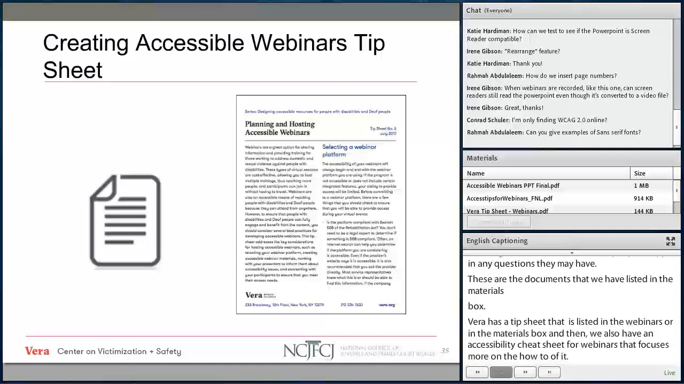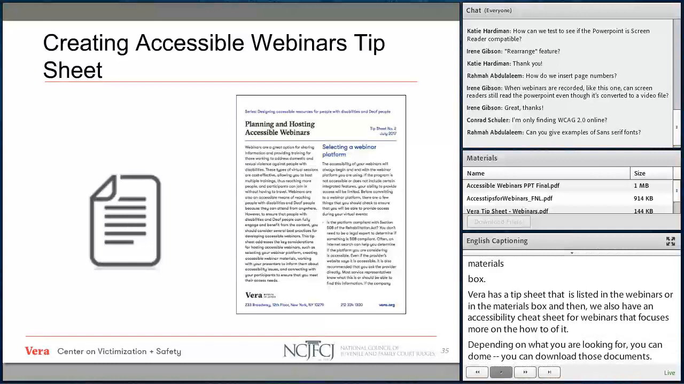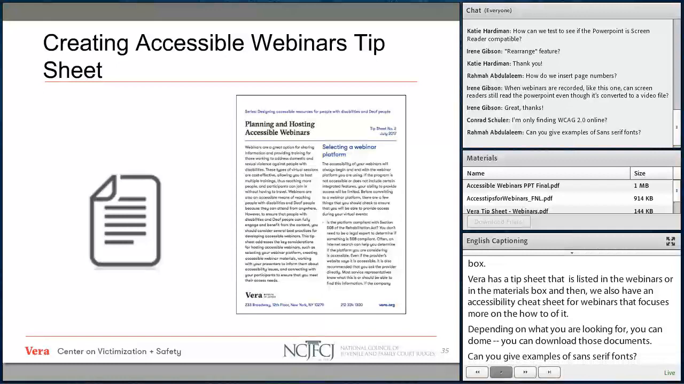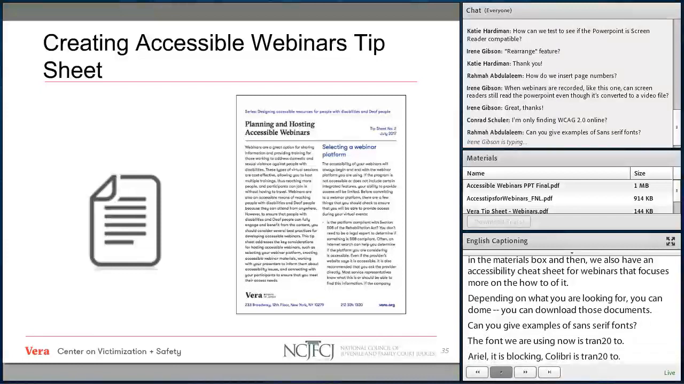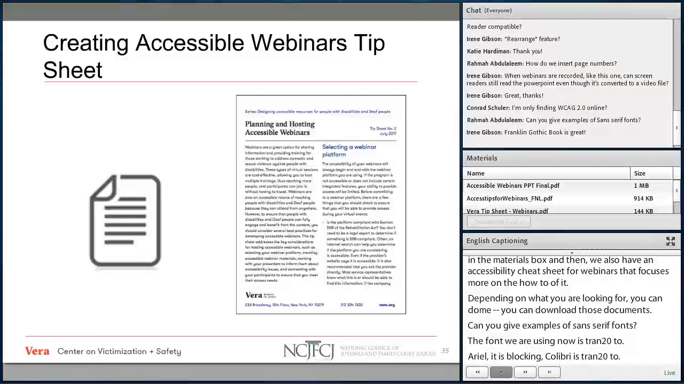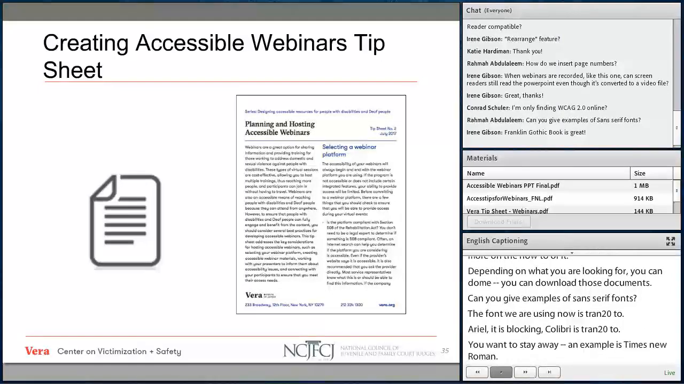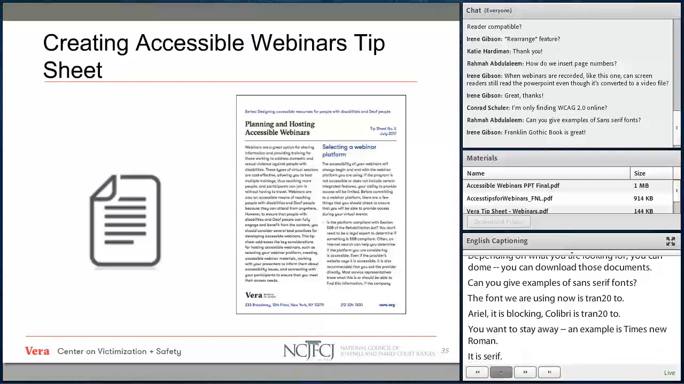So Raman's asking, can you give examples of sans serif fonts? So the ones that we're using right now are sans serif. So Arial is a sans serif font. You notice it's very blocky. Calibri is also a sans serif font. You want to stay away from serif fonts. An example of some serif fonts: Times New Roman is a serif font. Franklin Gothic Book, thank you Irene, is a great sans serif font. That is what we use for all of our products here at the council.